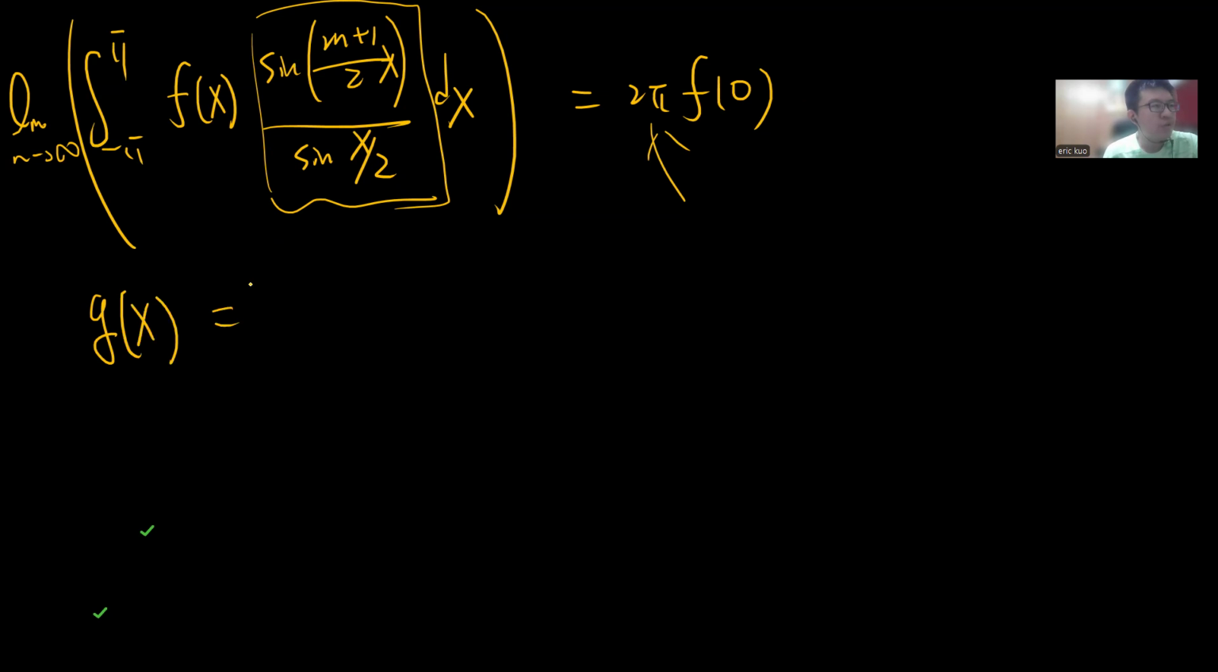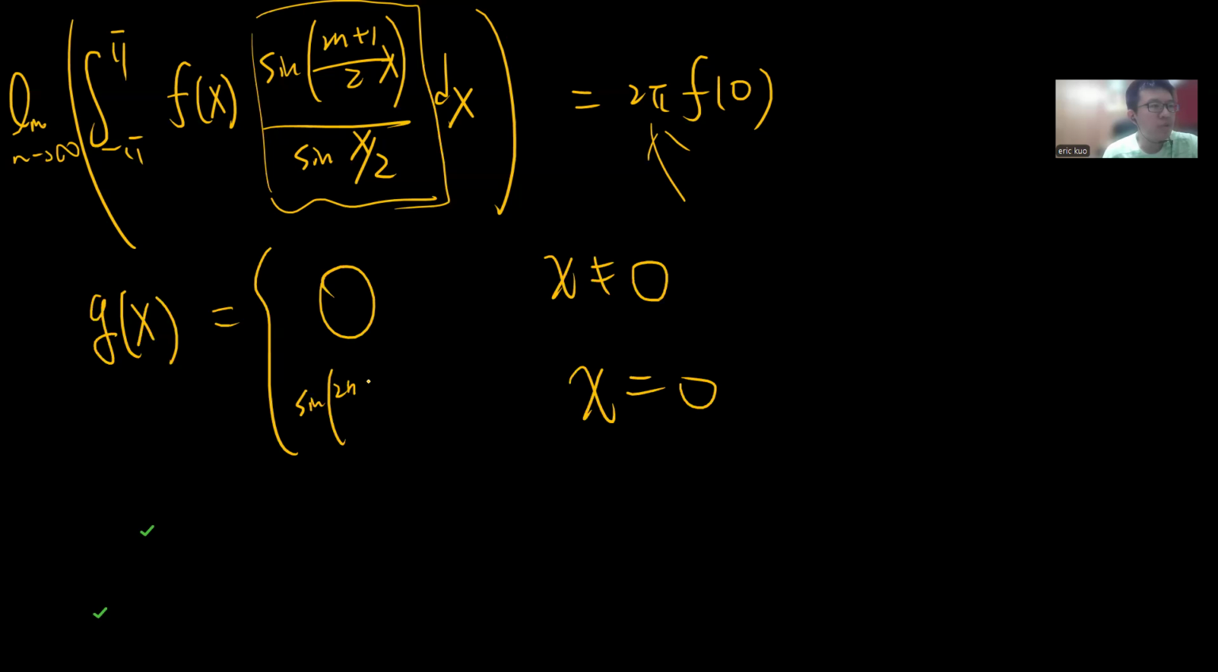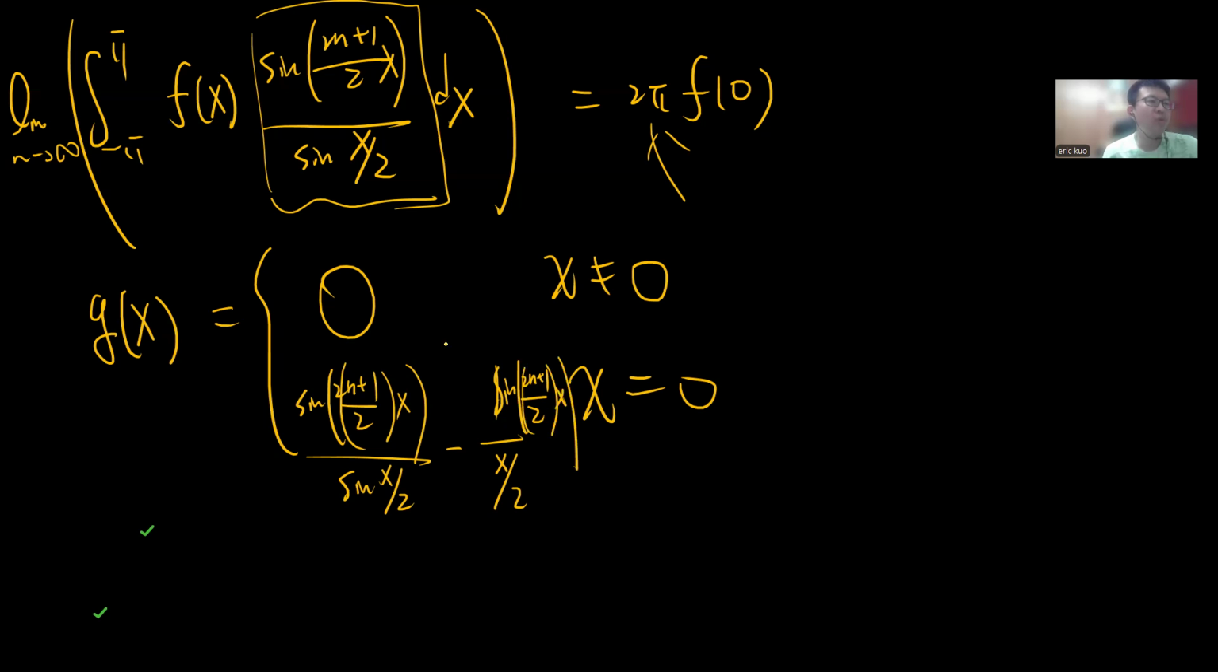So let me just write g of x to be, when x is non-zero, the same function, and when x is 0, let me write it as sine of (2m plus 1) over 2 times x, divided by sine of x over 2, and minus x divided by 2 times sine of half of 2m plus 1. Sorry, this will be complicated. Simply speaking, I just write down another term to cancel the x equals 0 part.